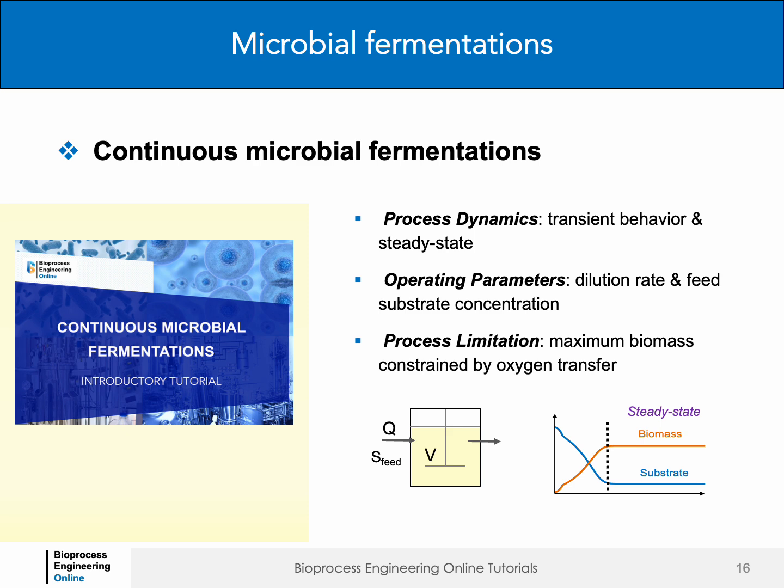In the tutorial Continuous Microbial Fermentations, we explore the fundamental principles, kinetic behavior, and optimization strategies of continuous processes. Continuous fermentations can be operated over extended periods under substrate-limited conditions while maintaining steady-state concentrations. A key aspect is the optimization of operating parameters, particularly the dilution rate and the feed substrate concentration. In practice, these systems are often limited by oxygen transfer capacity, which sets an upper limit on the achievable biomass concentration.